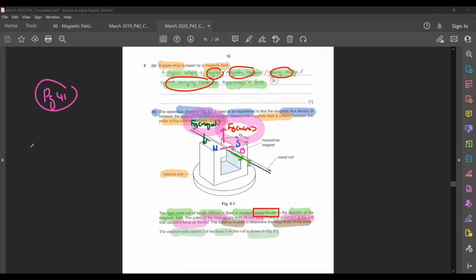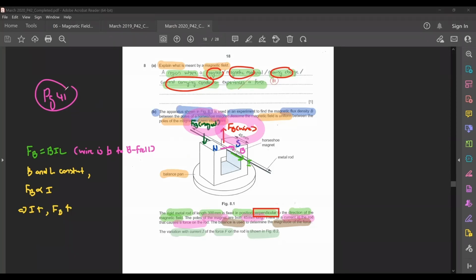The magnitude of your magnetic force will be given by Fb equals BIL. This one is under the condition that your wire is perpendicular to your B field. Now, if your magnetic flux density and length are constant, this would mean that Fb is proportional to current, such that if your current increases, your magnetic force should be increasing.